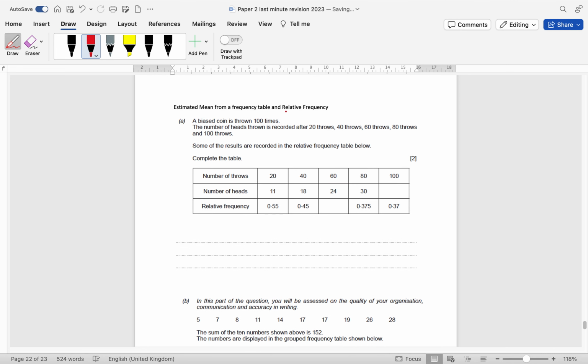Estimated mean and relative frequency. So here's a couple of new things, but I am going to do these tomorrow, so hopefully you don't need this section of the video and you can turn off here, okay?